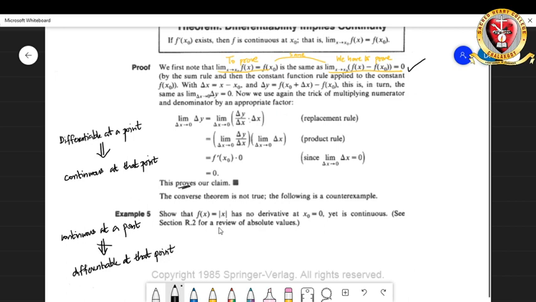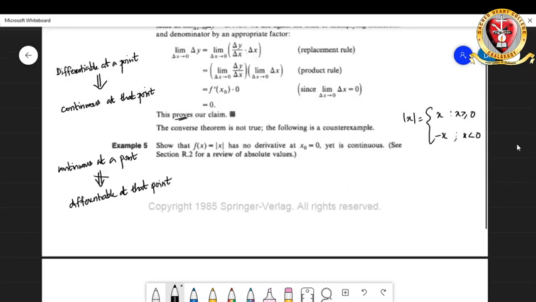So we are given the function f of x is equal to mod x. What is mod x? Mod x is equal to x when x is greater than or equal to 0, and minus x when x is strictly less than 0. That is mod x. Okay. We are going to say that it has no derivative at x naught is equal to 0, but it is continuous at x naught is equal to 0. So that means here we have the function f of x is equal to mod x is continuous at x naught is equal to 0, but it is not differentiable at x naught is equal to 0. That is what we are going to see.